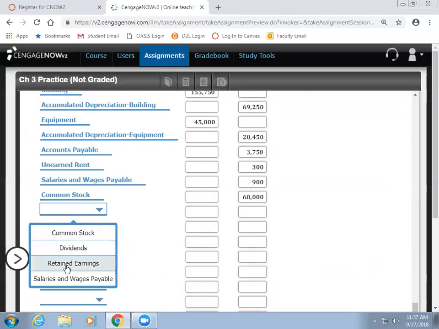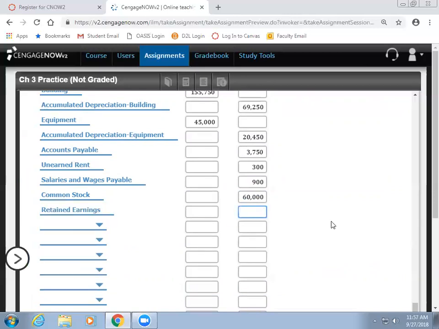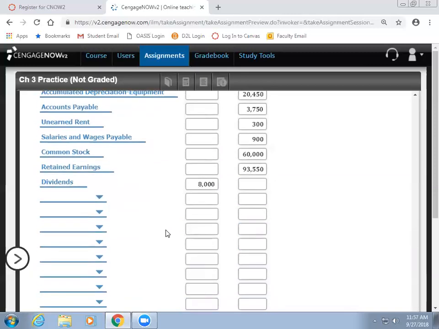How about retained earnings? Anything happen to it? Nope. So it should be $93,550 credit balance. It's never touched by adjustments either. How about dividends? No. So it has an existing $8,000 balance, and that's a debit balance. Again, it won't ever be affected by adjustments.